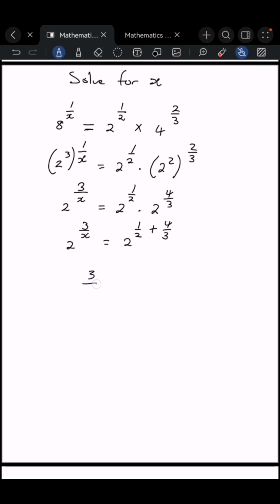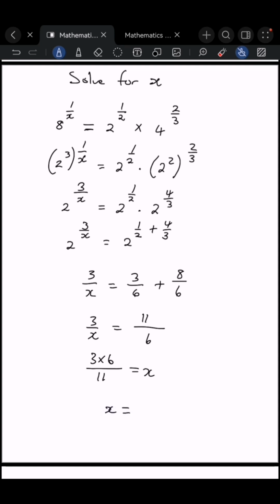Therefore, 3 over x is equal to 3 over 6 plus 8 over 6. Therefore, 3 over x is equal to 11 over 6. Therefore, 3 times 6 divided by 11 is equal to x. Therefore, x is equal to 18 over 11.